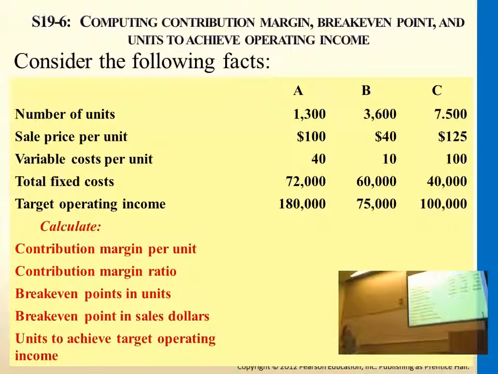And then the last question, target operating income. So we still have fixed costs. For now, we're not calculating break-even. We're calculating operating income, then divided by 30. So the last one here should be able to get 4,500. Is that correct?